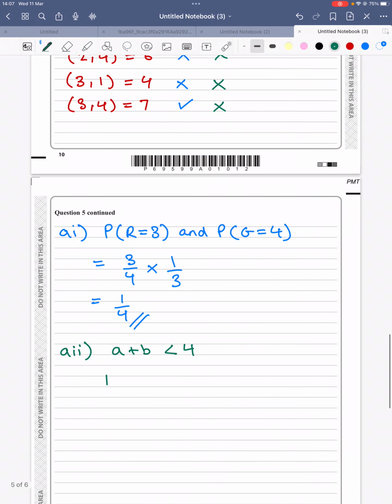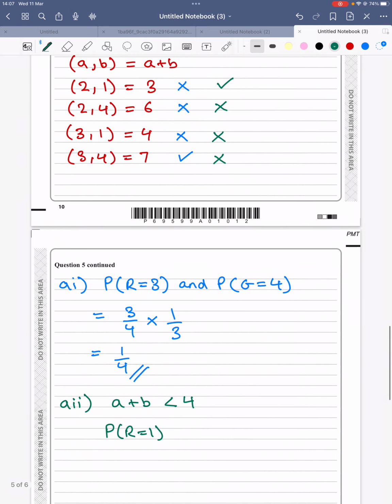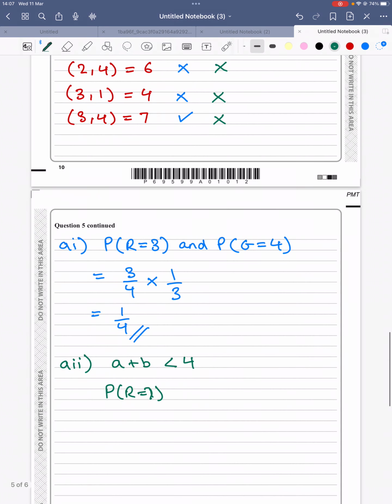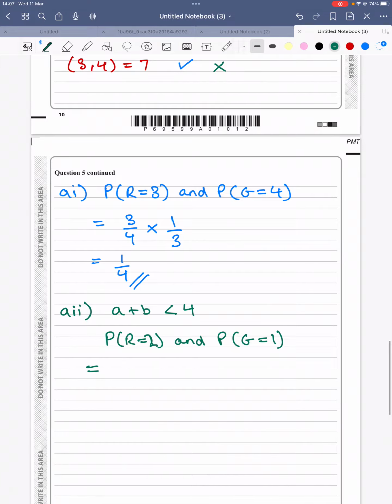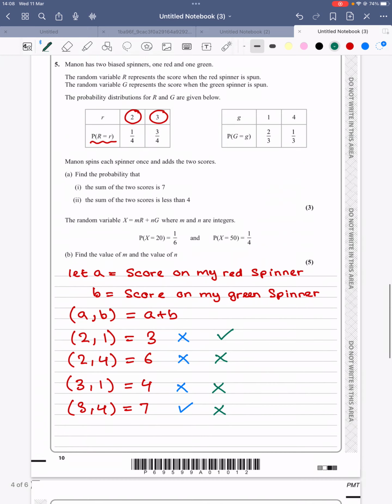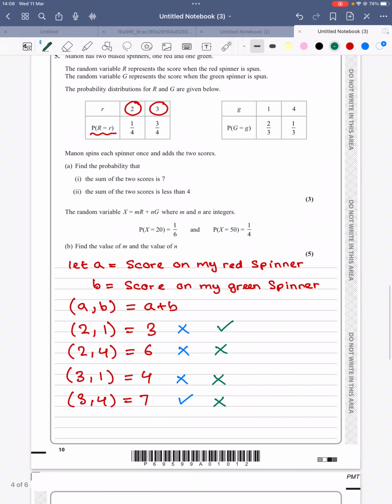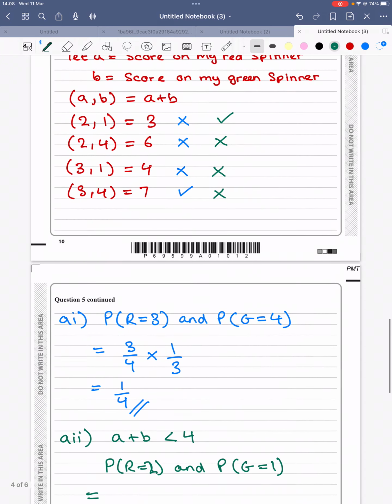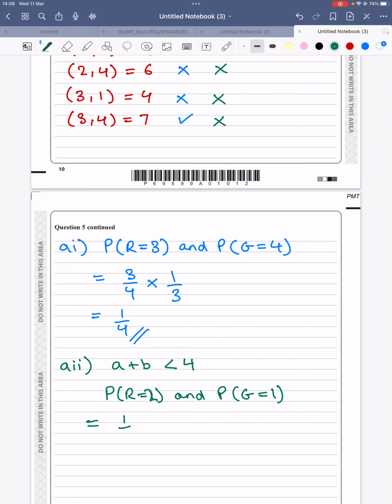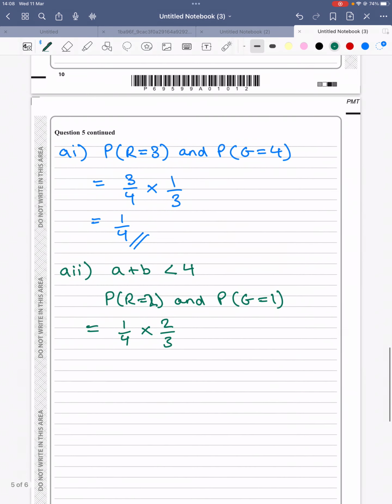So I'm going to say probability red equals 2, sorry, that's meant to be a 2, and the probability that green equals 1. What do I get from that? Well, the probability that red is 2 is a quarter, and the probability that green is 1 is 2/3. So let me just input that. 1/4 multiplied by 2/3 simply becomes 1/6. Great, okay, I've gotten that now.